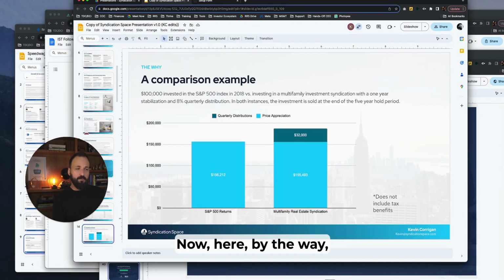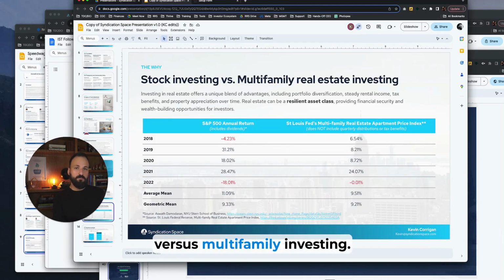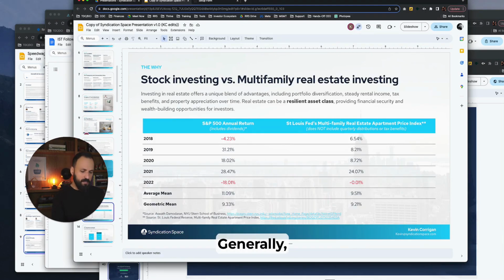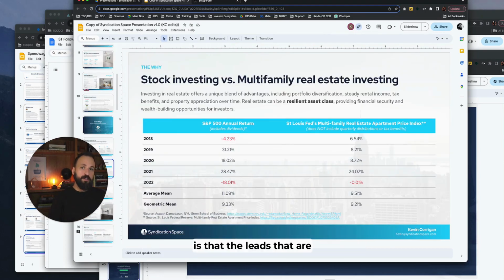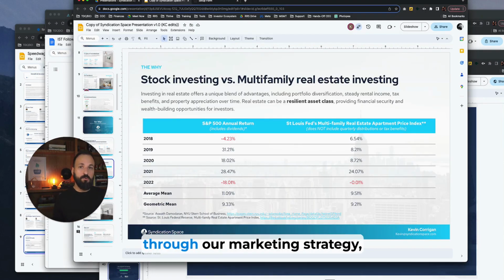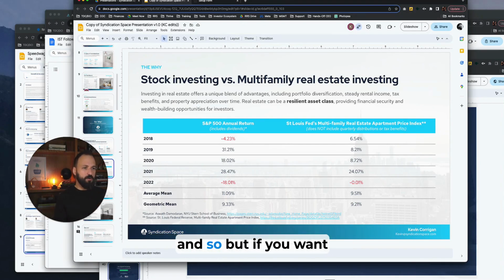Now here, by the way, this is a comparison of stocks versus multifamily investing. Basically, the thing to know here is that the leads coming in through our funnels, through our marketing strategy, are pretty sophisticated. They're really close to making an investment decision. So we might not need to dive so deep into convincing people as to why stocks versus real estate. They already know. But if you want to dive deeper, this is their take on it. Totally cool. Go for it.